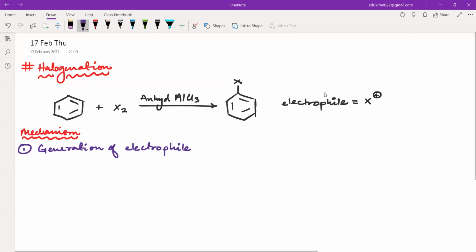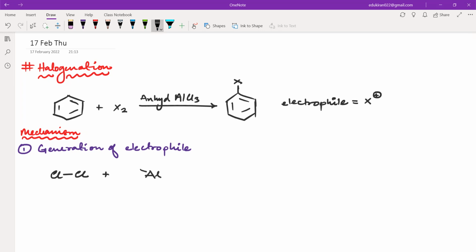Now, for our mechanism, I am going to take X, that is the halogen, as chlorine. So we have chlorine bonded to chlorine, Cl2, plus we have AlCl3. Now we know that AlCl3 is what? It is a Lewis acid. How? Its octet is not complete. It has a vacant orbital.